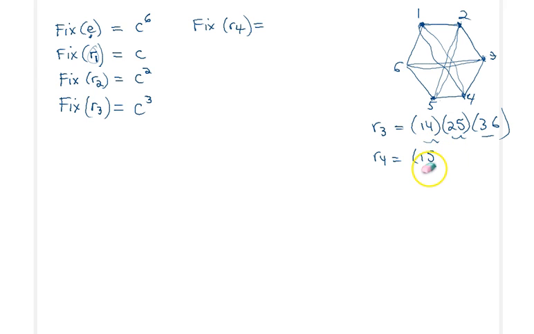5 is mapped onto 3. And 3 is mapped back onto 1. And finally, 2 is mapped onto 6. 6 is mapped onto 4, and so on. So again, we have 2 cycles, so that's C squared as well.